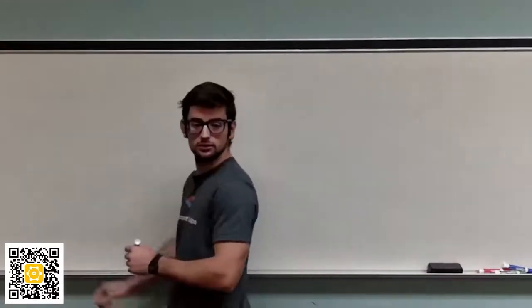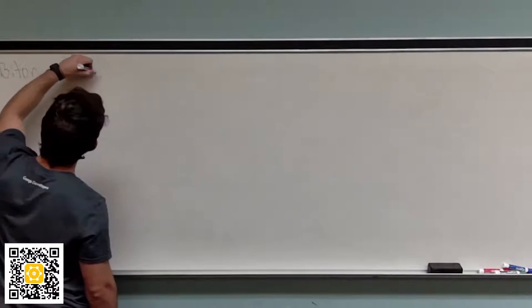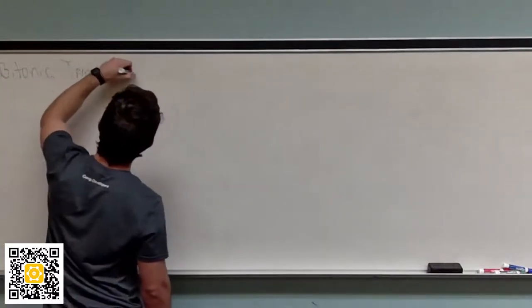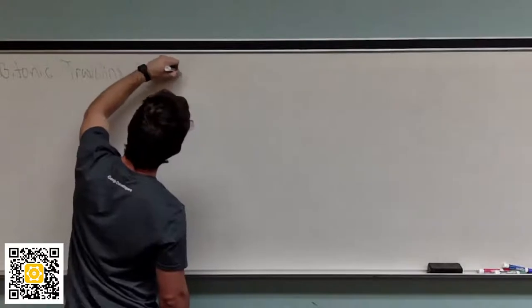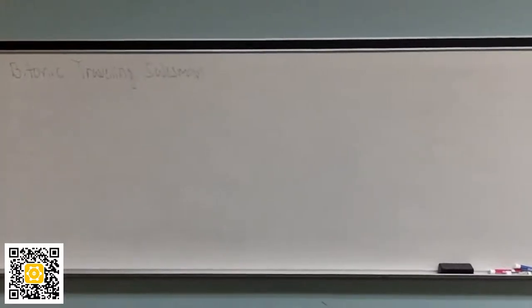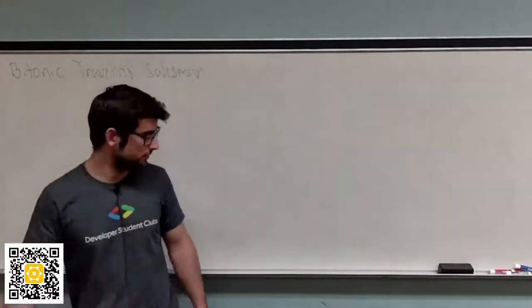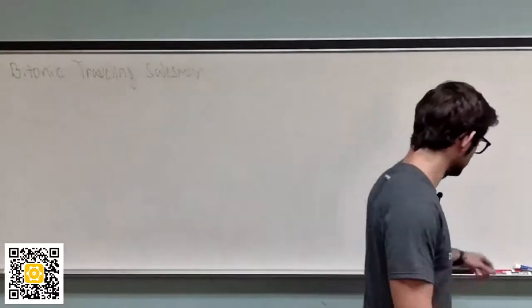talking about right here, the Bitonic traveling salesman problem. So this is the problem that he went over. Let me just make sure you can read that. Yeah, a little bit too close to the edge. There we go, that's a bit better. So that's the problem we're gonna be going over. I'm first gonna state the criteria for this, just in case you're unfamiliar with it.